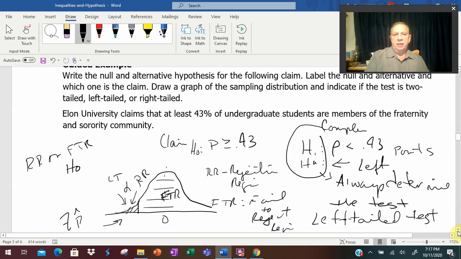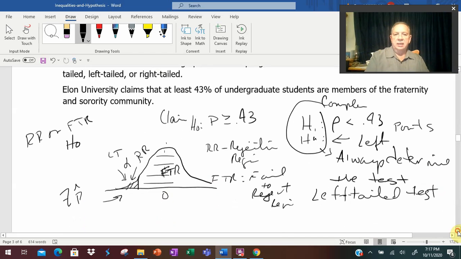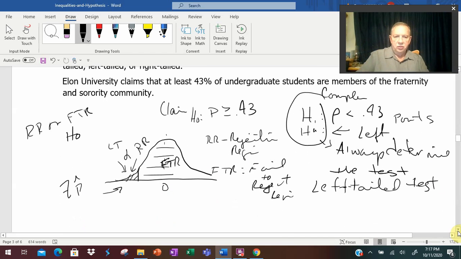So that is our sampling distribution. That indicates the left tail. What we're going to have to do is determine some critical region here, so that if we do the z-score here, is it over here or over there?